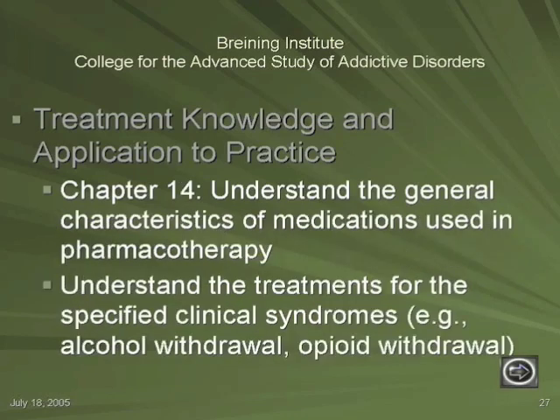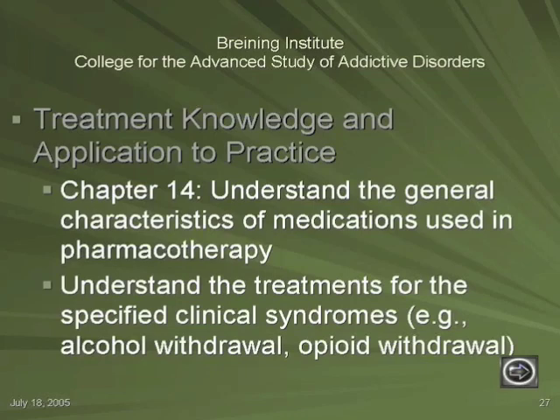Chapter 14, which begins at page 161, discusses the various medical treatments as well as holistic approaches to recovery. You should know the classes and names of the medications used in pharmacotherapy, as well as the general characteristics of those medications. For example, antidepressants are medications initially used for treatment of clinical depression.